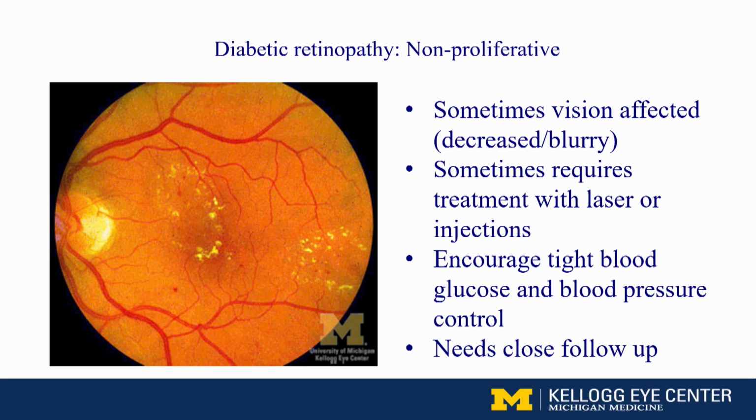So when we screen people, we always say, come in for your annual diabetic exam, and we're screening for diabetic changes like this. We can treat certain changes. The most important thing people can do is good blood sugar, blood pressure control. So we always emphasize that with people. And the way we can treat it, sometimes we can use a laser, sometimes we'll do injection of medications in the eye.